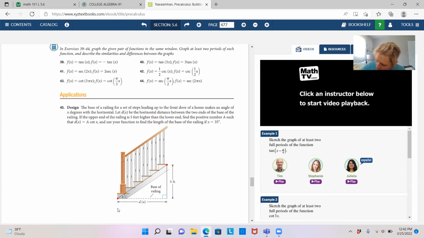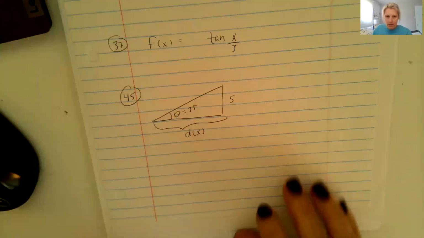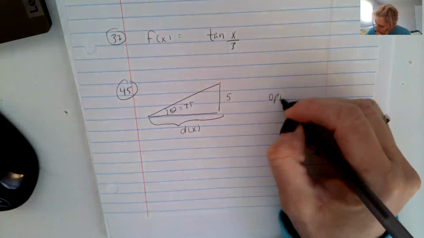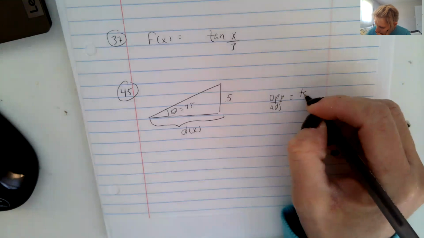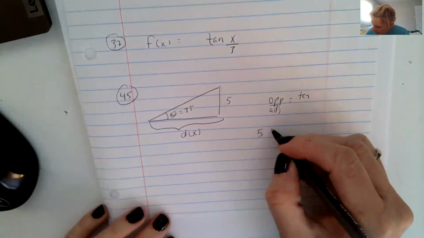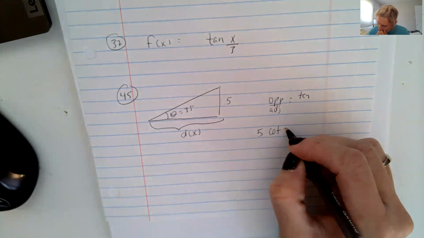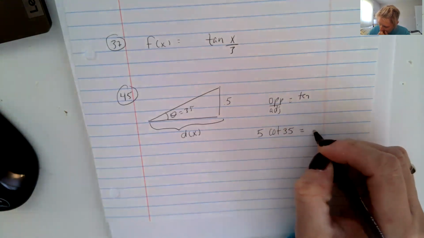So I'm just going to redraw this graph here. I said the angle's 35, and we want to know a, this d of x. And we can use the cotangent function because we have the opposite over the adjacent. So opposite over adjacent is tangent, but they said to use 5 times cotangent of 35 will give us a.